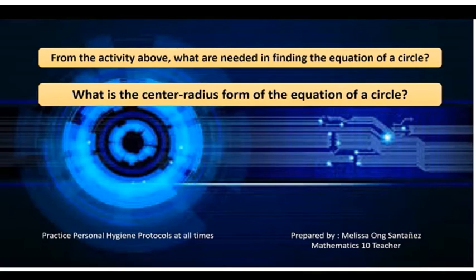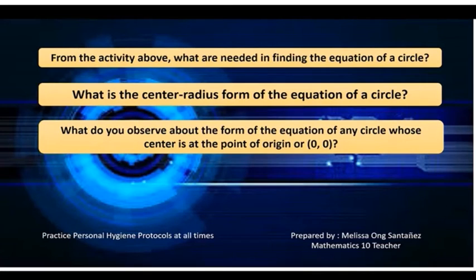But if the center is not at the origin, so basically you have specific coordinates other than 0, 0, which are represented by h, k, you would have (x minus h) squared plus (y minus k) squared equal to r squared. Yes?